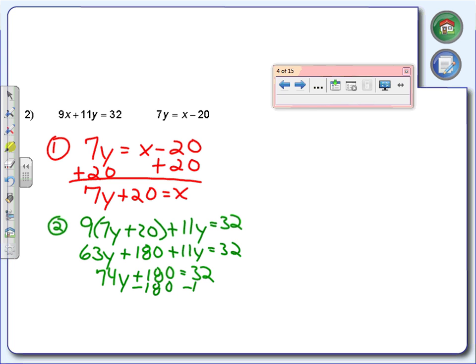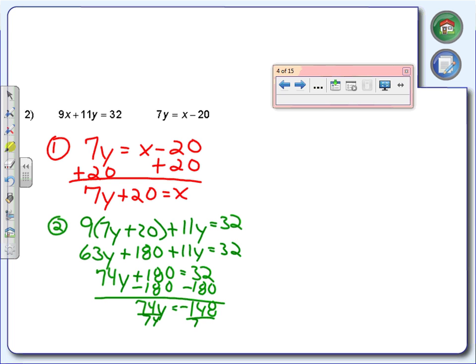Subtract 180 from both sides. So 32 minus 180, help me out with the calculators there. 32 minus 180 is negative 148. Negative 148. We're almost there.